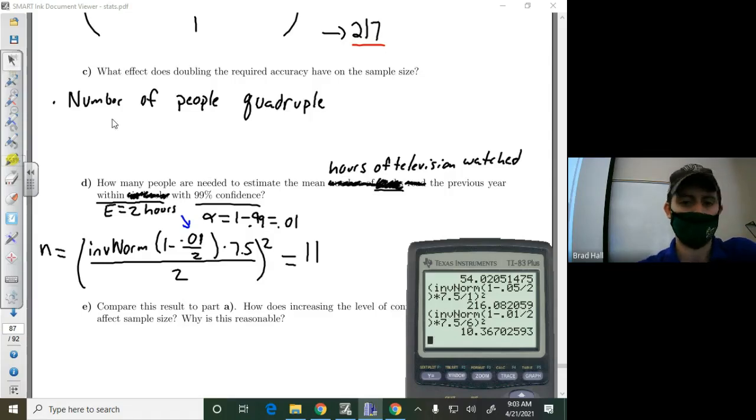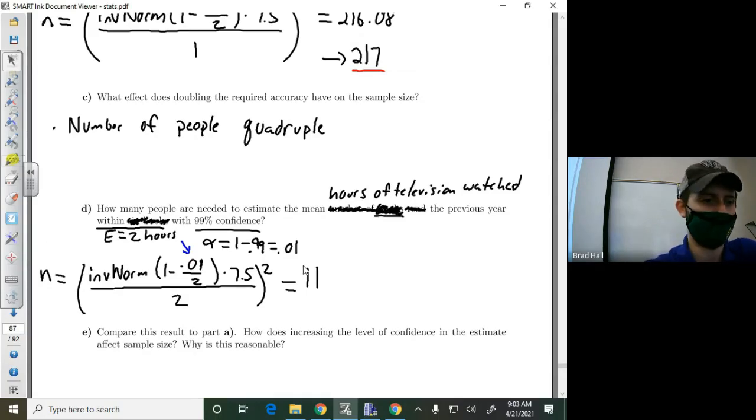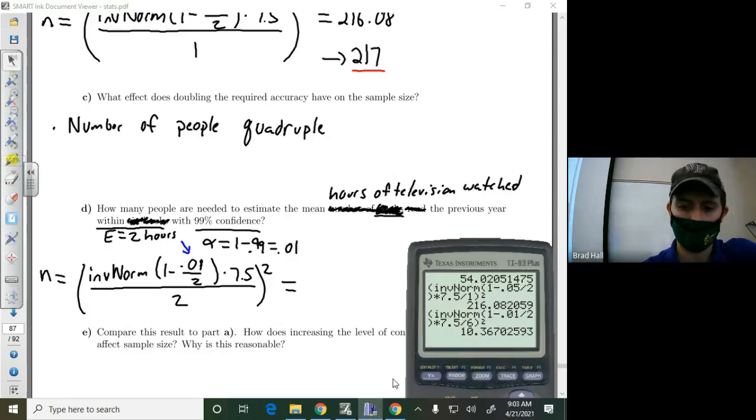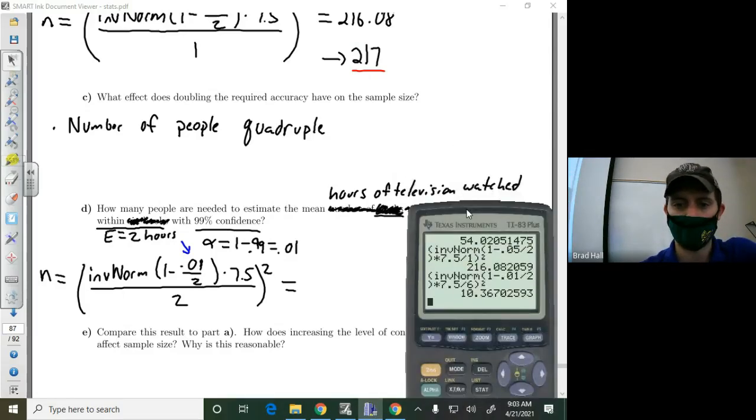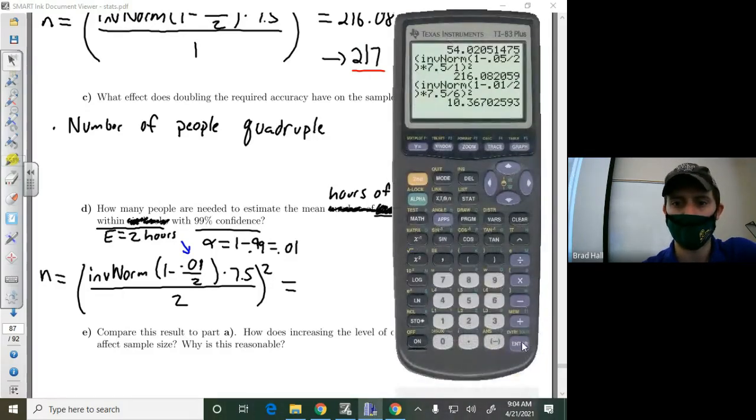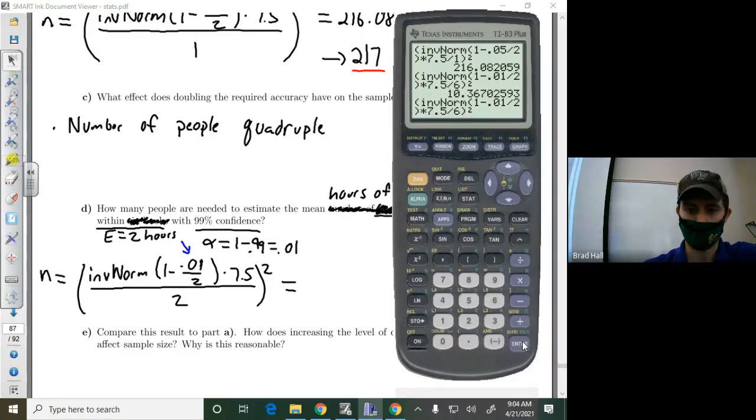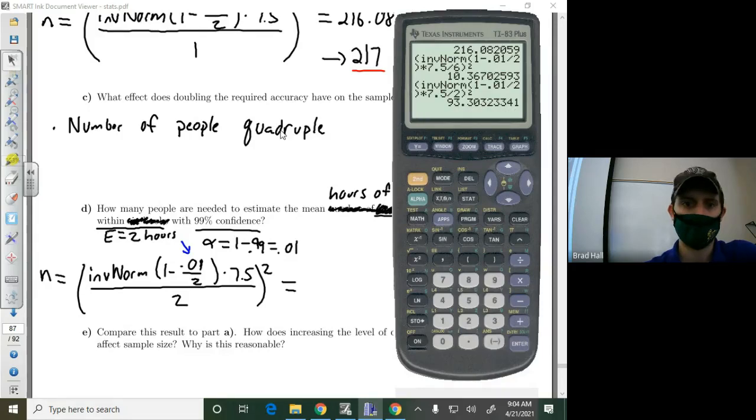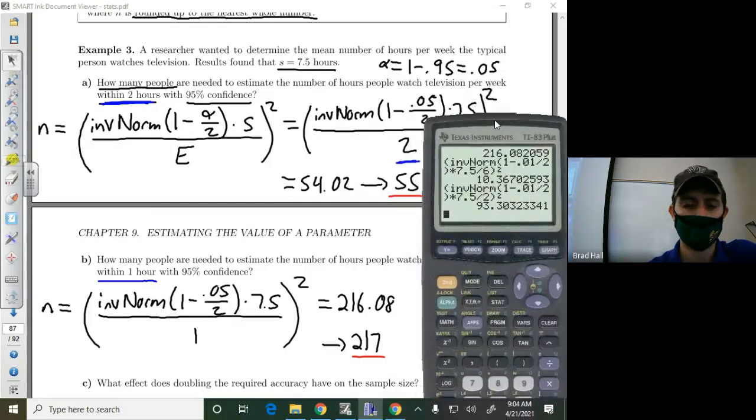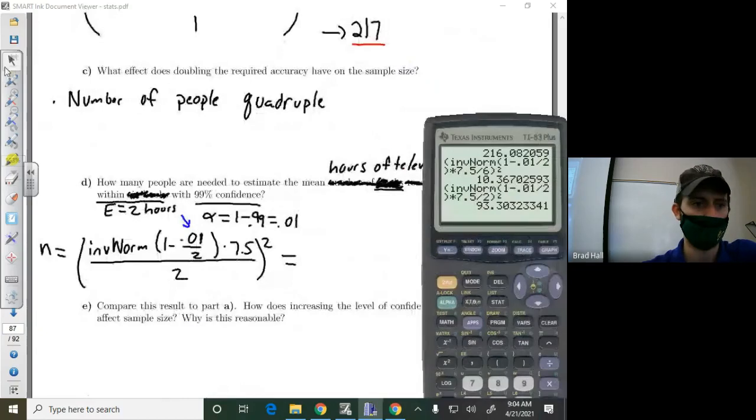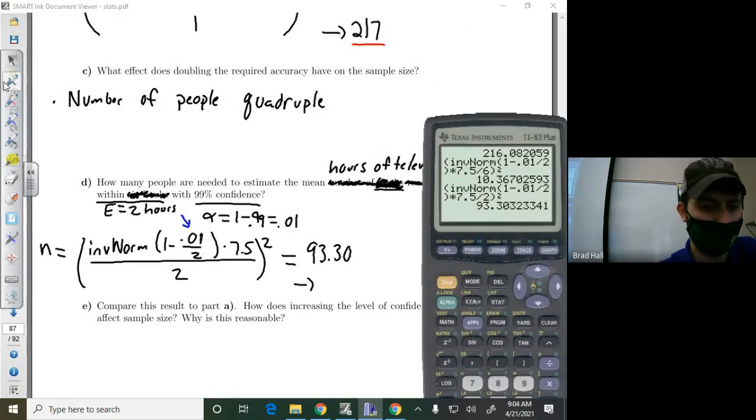Okay, so let's get a new number. So it's not 11. I'm just changing the problem. But you don't have to type in everything again, because you can just press second enter. The only thing you have to do is instead of divide by 6, divide by 2. Yeah, so that would be 94. 93.30, I'll just go ahead and write that, which we have to round up to 94 no matter what, because the formula makes us do that.